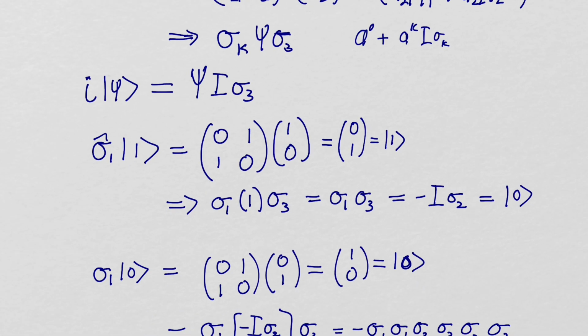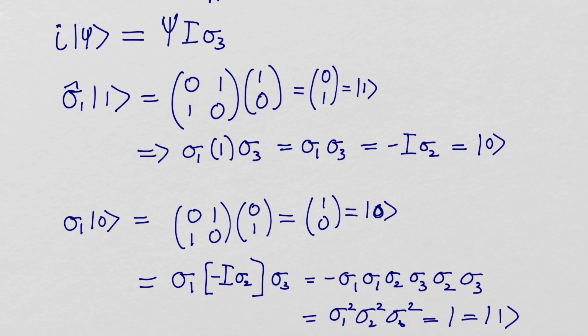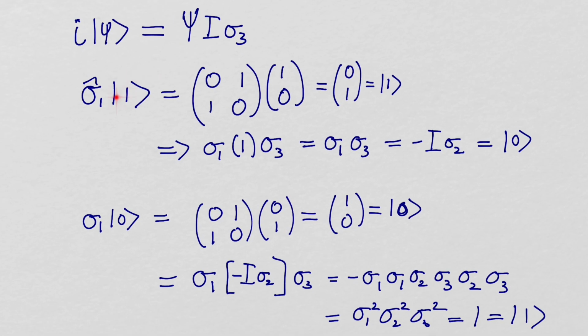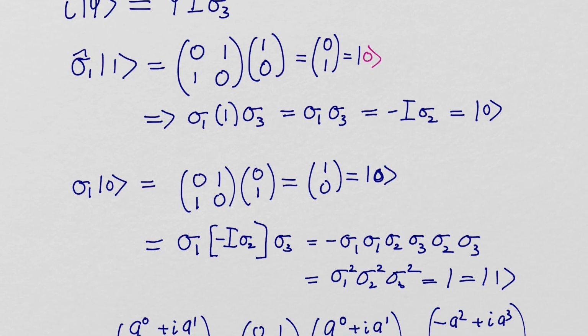So let's just do a quick example. If I took the up state and wanted to operate on it by the Pauli operator sigma 1, I would normally just do this matrix operation, which flips the two components and gives me the down state. I've had terrible trouble with up and down states in this lecture. I'll put it in red just to remind myself how imperfect I am here.